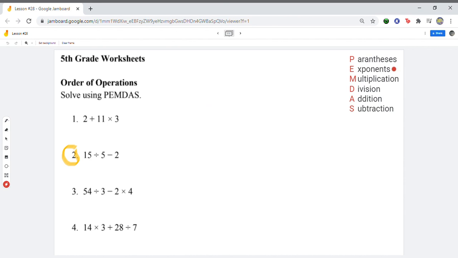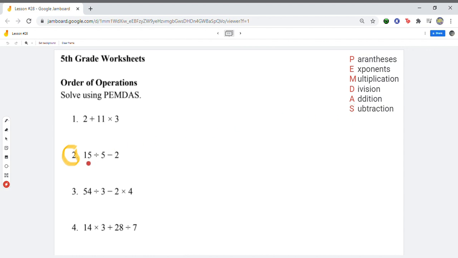On the right side over here, I wrote down what PEMDAS stands for. So we're going to go over number 2 using this PEMDAS. Number 2 says 15 divided by 5 minus 2. PEMDAS is an acronym that determines the order in which you should solve the operations. It goes from top to bottom. If you see a parentheses first, you're going to do parentheses, and then exponents, and then multiplication, and then division, and then addition, and then subtraction.